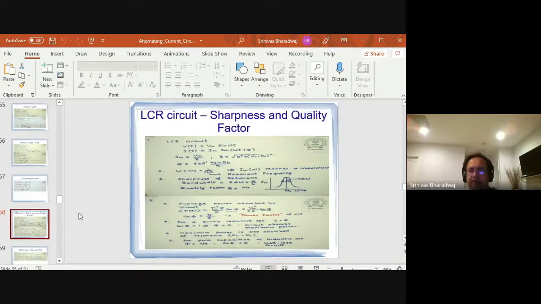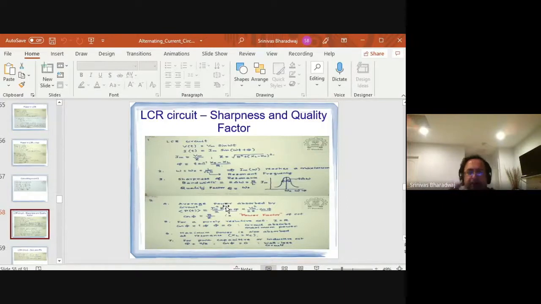One is the real part, R square, and the imaginary part is XL minus XC. XL is omega L, XC is 1 by omega C. So from that you calculate the Z. Remember all this. These are very important results that you must know when you want to understand this material.